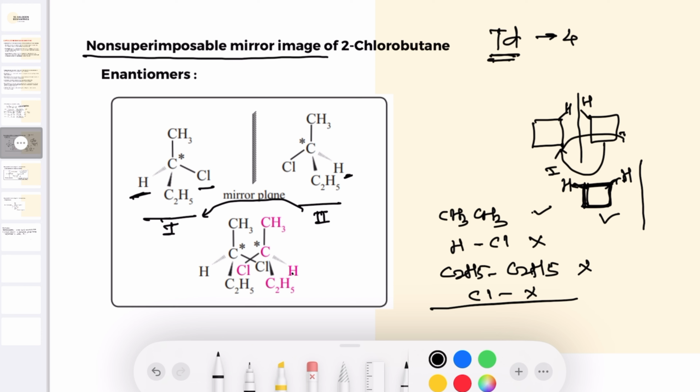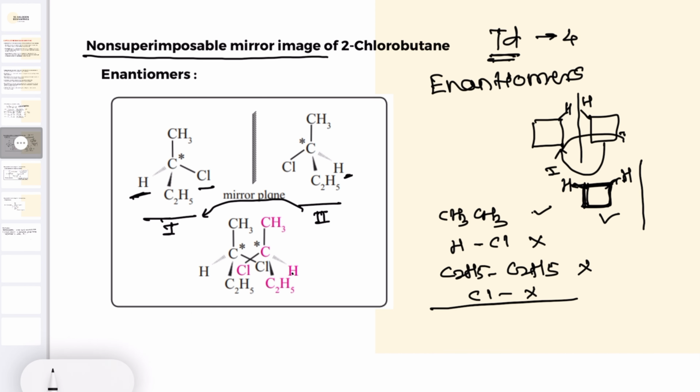And the non-superimposable mirror images are also known as enantiomers. What am I saying? Non-superimposable mirror images are known as enantiomers. Enantiomers are also of two types, dextro and laevo.